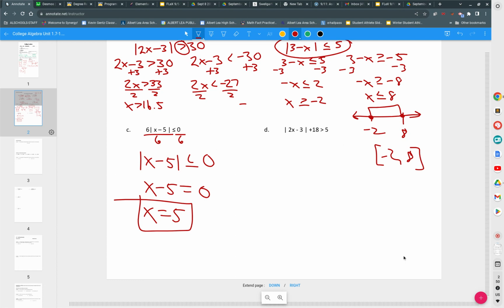Look at your next one. I subtract 18 from both sides. And I get the absolute value of 2x minus 3 is greater than negative 13. Talk to your peer for 10 seconds. What do you think that solution is? Talk to your peer.